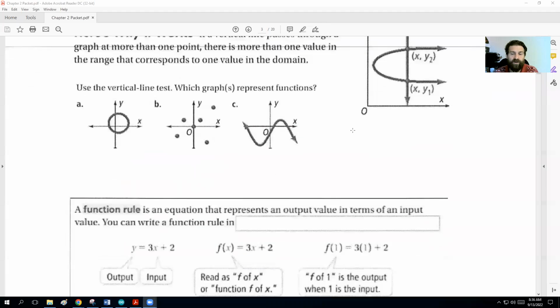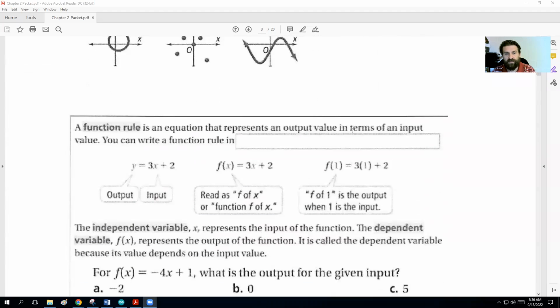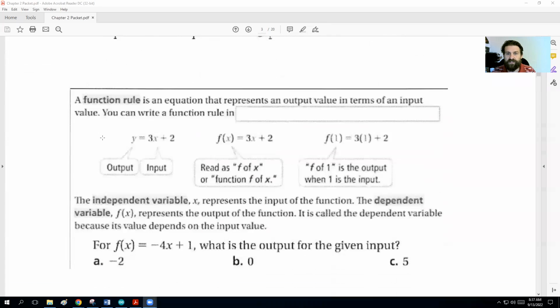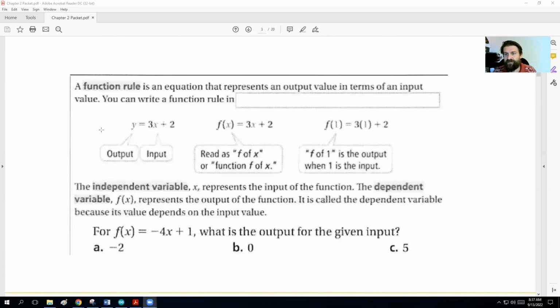So now that we know what kind of relations are functions, we can talk about how we can use a function. All right, so a function rule is an equation that represents an output value in terms of the input value. Usually we see these as x's and y's. All right, you can write a function rule in 3 different ways.